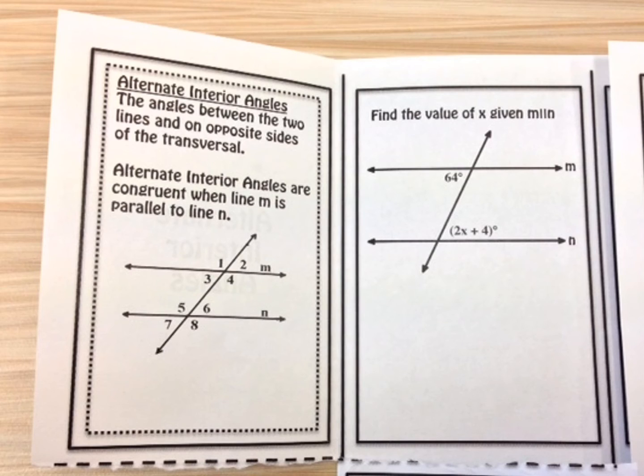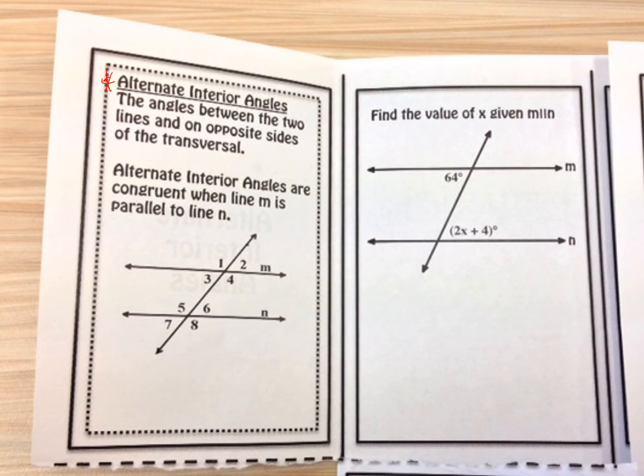So we're starting on the left-hand corner of your foldable with alternate interior angles. Alternate interior angles are the angles between the two lines and on opposite sides of the transversal. Alternate interior angles are congruent when the line M is parallel to the line N. So on the right-hand side here, find the value of x given m parallel to n. We just found out from the definition that these alternate interior angles are congruent.